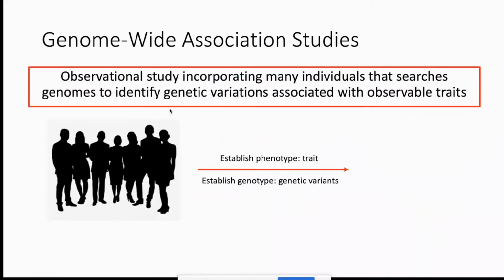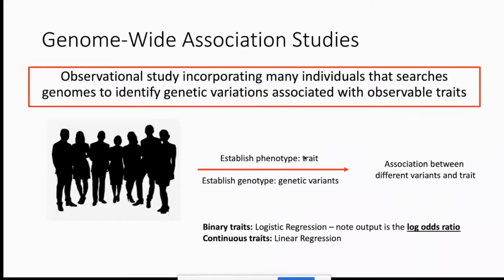So again, I've taken the individuals, gotten their genetic variants, and I've gotten a phenotype or a trait that I want to look at, and then I look at the association between the different traits and the variants. And essentially, a genome-wide association study can be conceptualized as a really large regression analysis. I'm going to go into a little bit more detail about regression analysis, but basically, if it's a binary trait that I'm looking at, like type 2 diabetes, which is a yes or a no, there's only two outcomes possible.